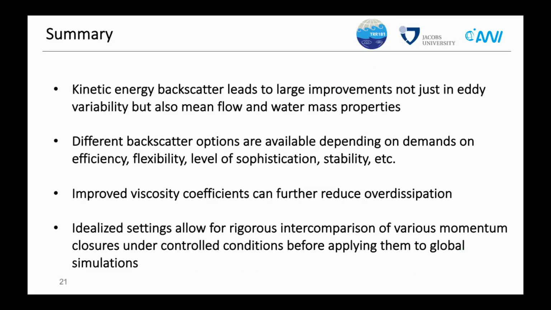And that brings me to the end, and I think I'm about in time. I've skipped a bit through different topics here, but the main idea is that kinetic energy backscatter leads to large improvements in variability, but also in the mean flow and water mass properties. We do have different options. We have this very simplified backscatter, which we call the kinematic backscatter, which instantaneously re-injects energy to reduce some of the issues that we get due to numerical over-dissipation. While we have this dynamic backscatter, which has the subgrid energy budget to make it more physical. But it's also more costly. So you can choose between efficiency, flexibility, physical realism, and so on between these schemes.